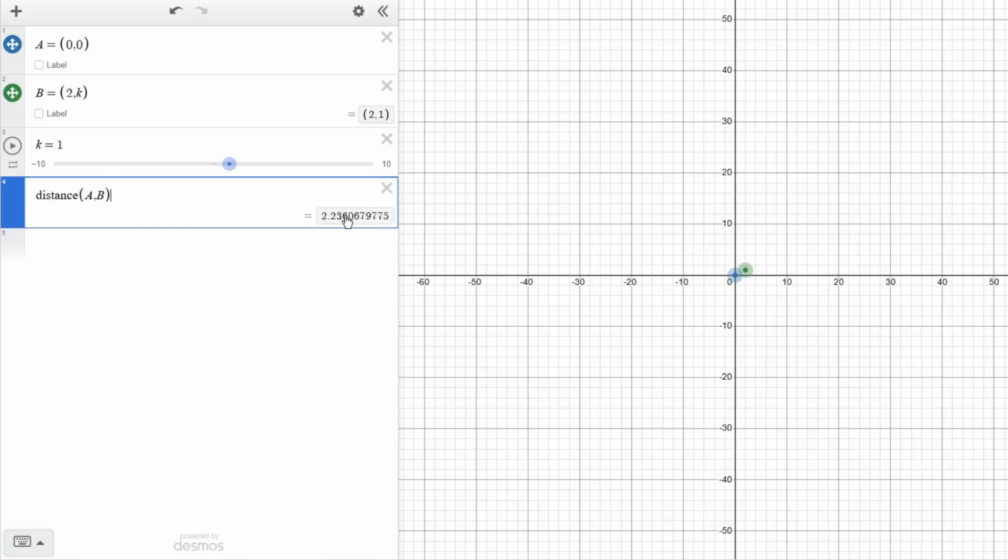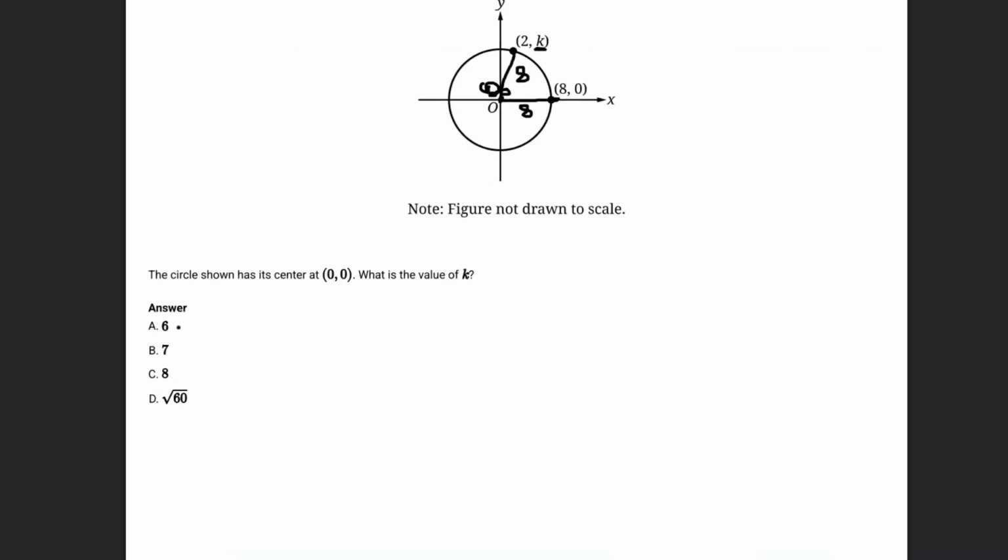And the distance between these points has to be 8. So I have to pick a value of K that gives us 8. And since we were given the answer choices, we can just do plug and chug.